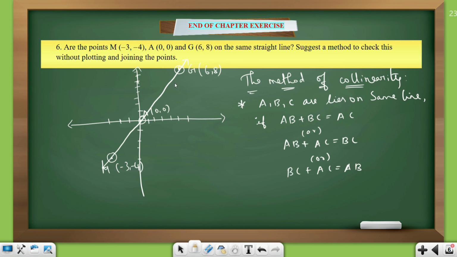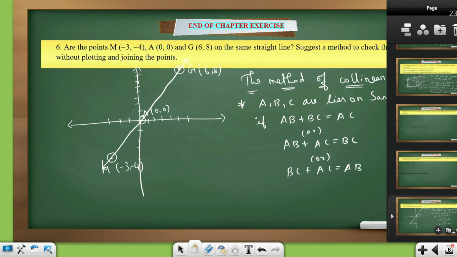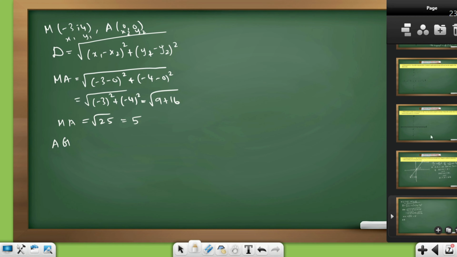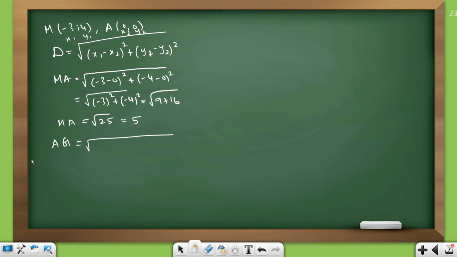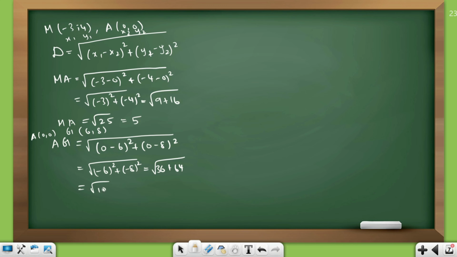Now we need to find the distance AG. The point A is (0, 0), and point G is (6, 8). So AG is equal to the same square root, where the point A is the origin and the point G is (6, 8). So x1 minus x2 squared plus y1 minus y2 squared. Again it will be (-6) squared and (-8) squared, which is 36 plus 64, nothing but root 100, which equals 10. This is our AG. So we found the values of MA and AG.